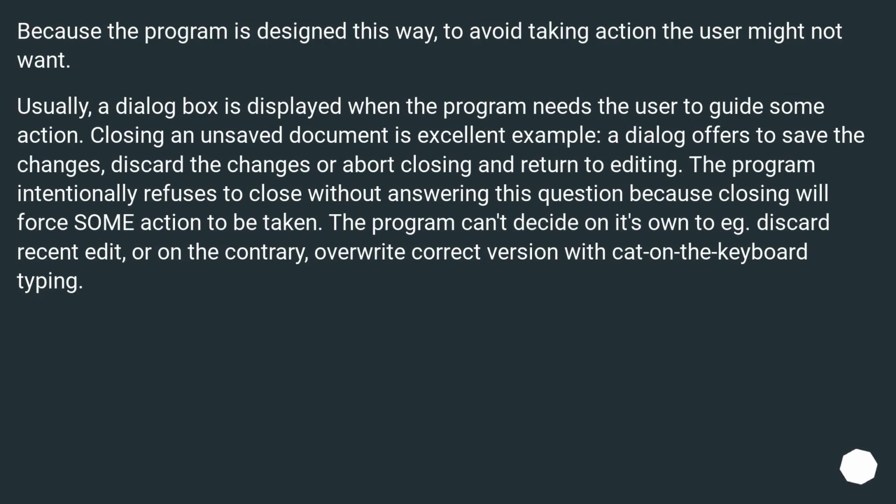Because the program is designed this way, to avoid taking action the user might not want. Usually, a dialog box is displayed when the program needs the user to guide some action. Closing an unsaved document is an excellent example. A dialog offers to save the changes, discard the changes, or abort closing and return to editing. The program intentionally refuses to close without answering this question because closing will force some action to be taken. The program can't decide on its own to, for example, discard recent edits, or on the contrary, overwrite the correct version with the cat on the keyboard typing.